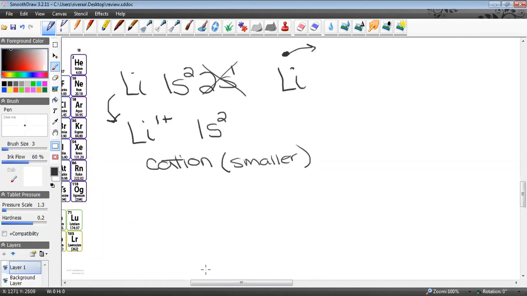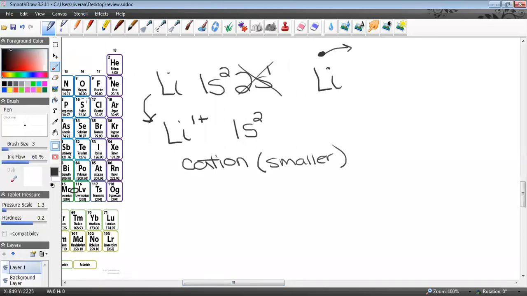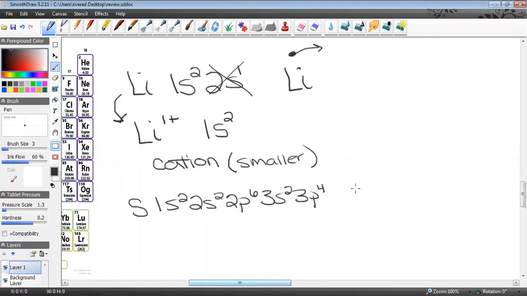And then the other thing that can happen is, let's say instead of talking about lithium, a metal, what if we were talking perhaps about sulfur, a nonmetal. Sulfur's electron configuration is 1s2, 2s2, 2p6, 3s2, 3p4. And you're like, oh, I don't like that, Ms. Rivera. Okay, don't worry about it. Sulfur has 6 valence electrons. Just draw it. 1, 2, 3, 4, 5, 6.